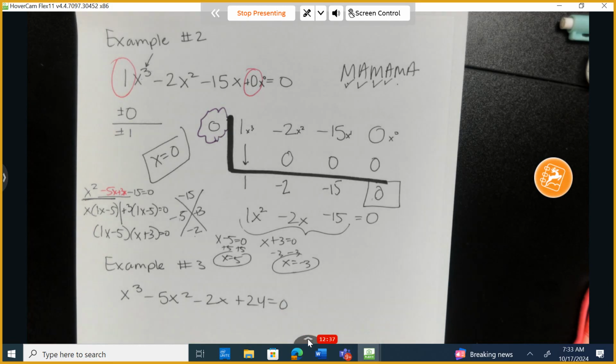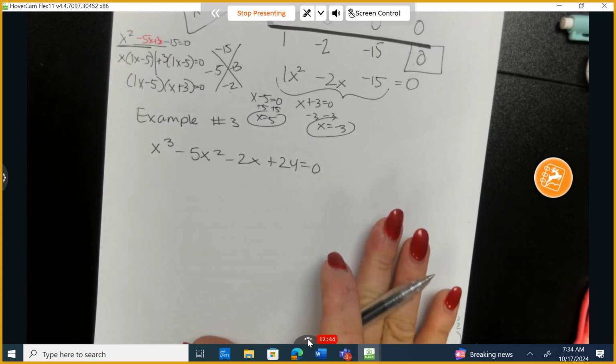Thumbs up or thumbs down right now, not in speed, but just understanding as I'm going through this. Okay, we're looking around about in the middle or down. Let's look right now at example number 3.